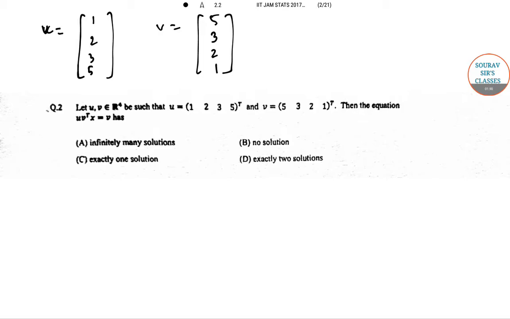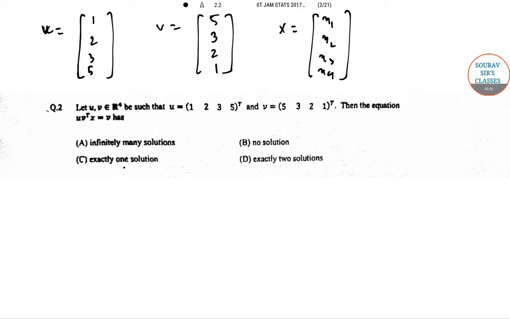Then the equation U V transpose X is equal to V has option A, infinitely many solutions, option B, no solution, option C, exactly one solution, and option D, exactly two solutions. So where X is equal to x1, x2, x3 and x4.